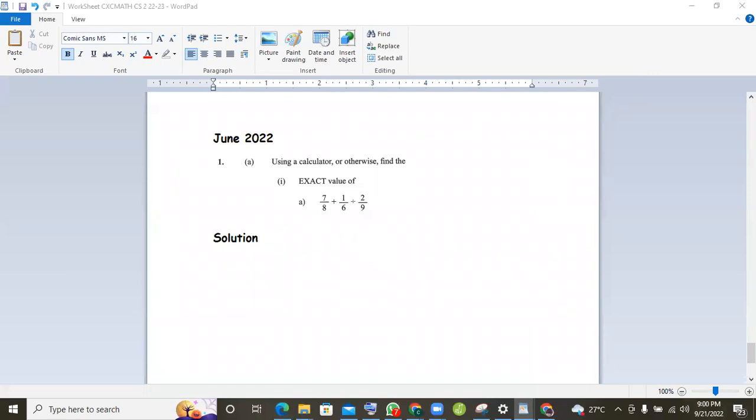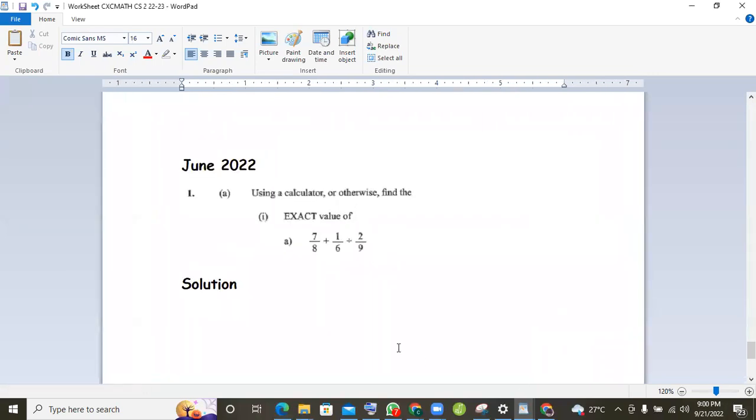So, careful inspection of this question. There is more than one concept being applied: fractions and order of operations, because we have two different operations. We have a plus and a divide. Which one do we do first? Okay, so that's order of operations.